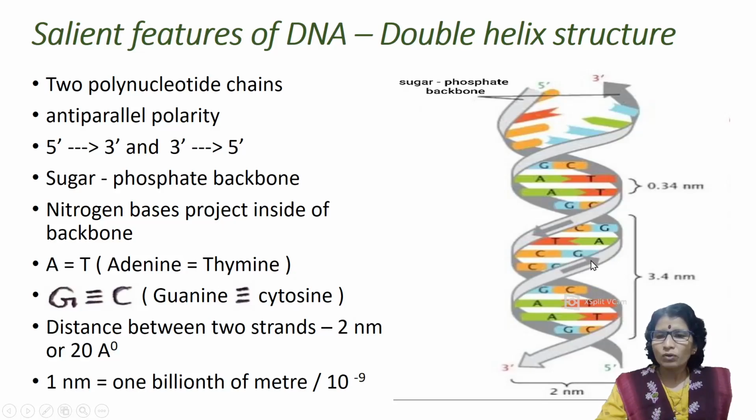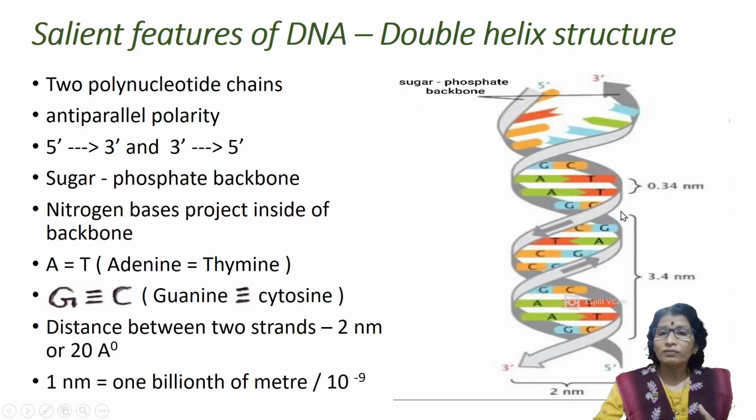In this coil, how many nitrogen bases are present? 10 base pairs are present. This is one base pair, this is 2, 3, 4. Here one is hidden; we are unable to see it. 5, 6, 7, 8, 9 and 10. This one is also hidden in the coiling. So in one complete helix, 10 base pairs are present.